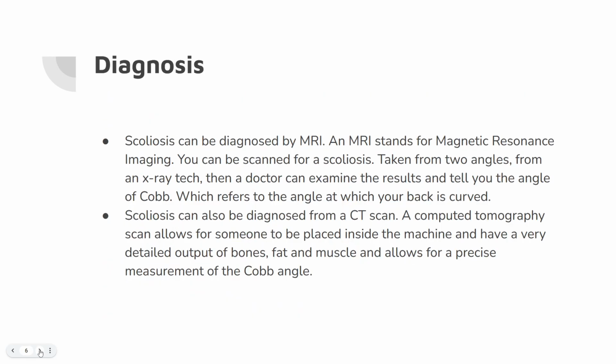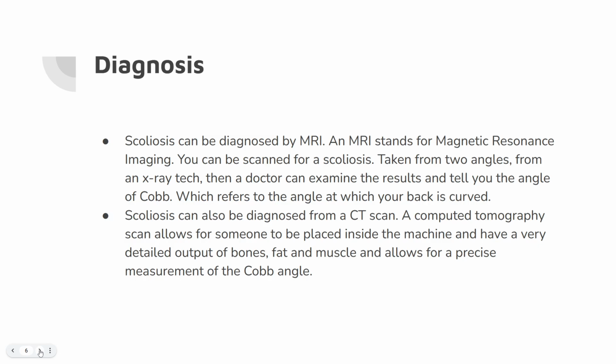Diagnosis. Scoliosis can be diagnosed by MRI, and MRI stands for magnetic resonance imaging. You can be scanned for scoliosis, taken from two angles by an X-ray tech. Then a doctor can examine the results and tell you the Cobb angle, which refers to the angle at which your back is curved.